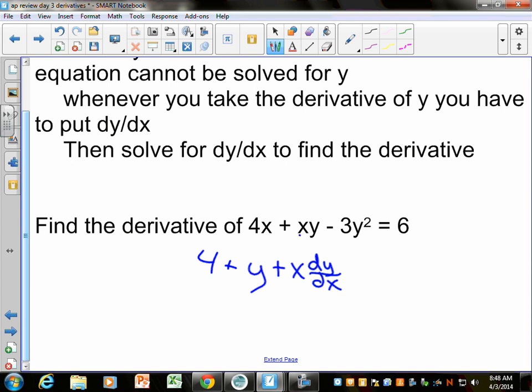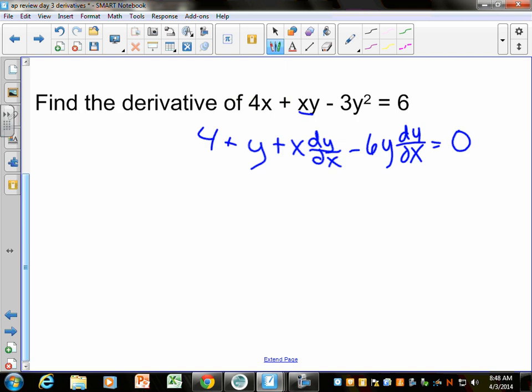The product rule is usually what gets people, because they forget about that. But then this one, the derivative of negative 3y squared is just going to be negative 6y, but then we have to put dy/dx. And remember that the derivative of 6 is 0. I think the first time I missed the problem was because I just wrote 6 there instead of 0, or whatever the problem happened to be. And then we just need to solve for dy/dx.